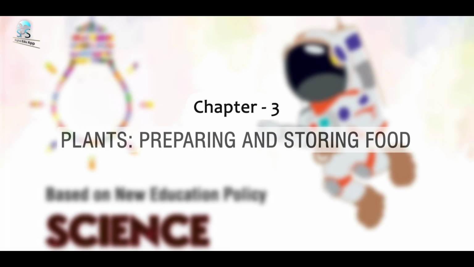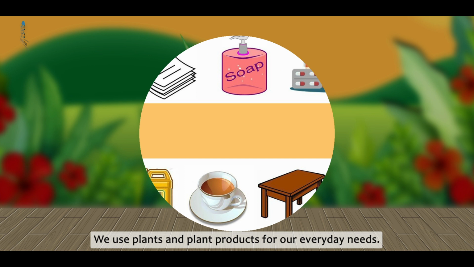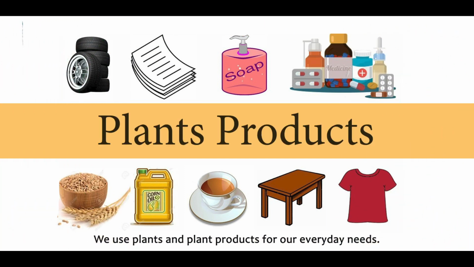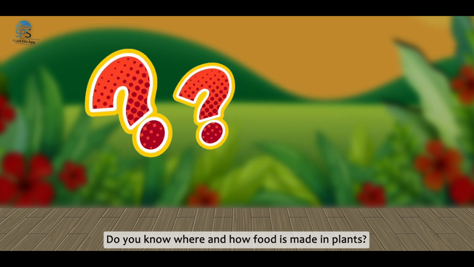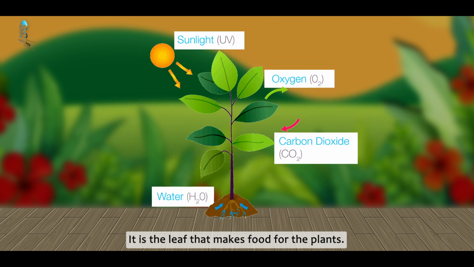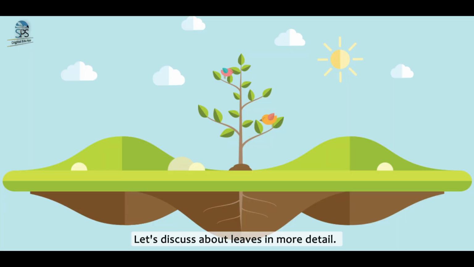Chapter 3: Plants, Preparing and Storing Food. We use plants and plant products for our everyday needs. Do you know where and how food is made in plants? It is the leaf that makes food for the plants. Let's discuss leaves in more detail.